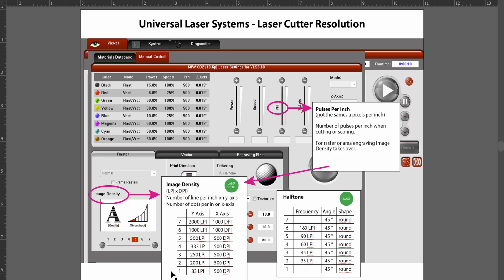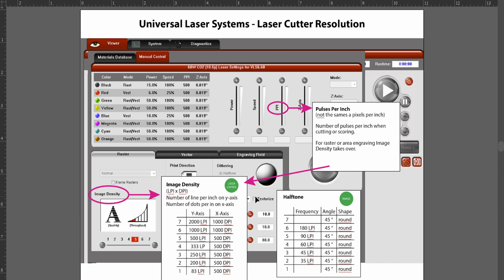With everybody working on different machines calculating the resolution of the laser cutter differently, some using LPI, some using DPI, some using, as Universal does, image density, it can get really confusing trying to figure out where the overlaps are, where they're similar and different. So I'm going to explain this diagram here first with Universal, and then I'm going to share how it relates to Trotec and how I believe it relates to Epilog.